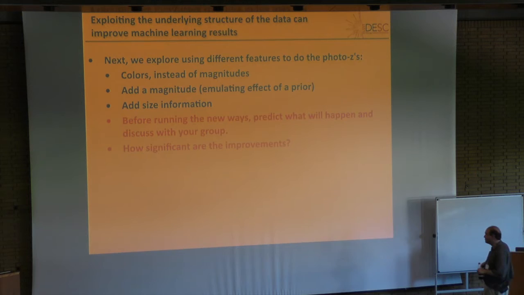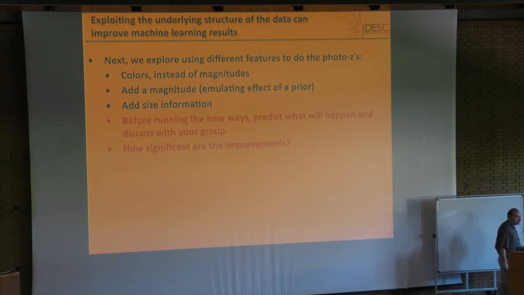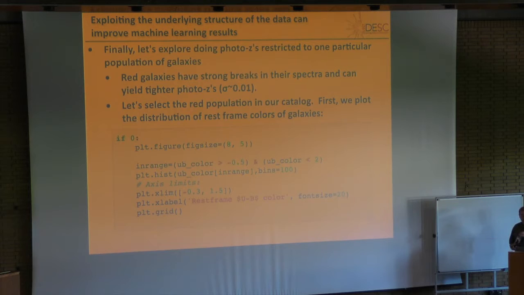Okay, so you add size. Do things get better when you add size? No. When you're looking at higher redshifts, the size of objects doesn't change much with redshift. So it gives fairly weak information, unfortunately. Let's skip this. It is the case that in some situations you can do better for photo-z for red galaxies. You can try that.